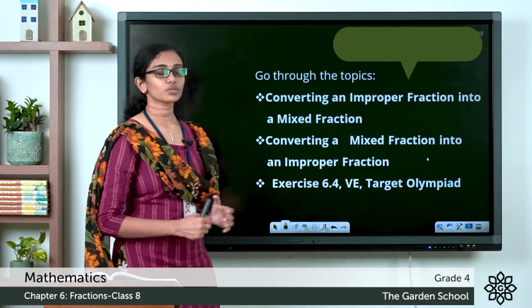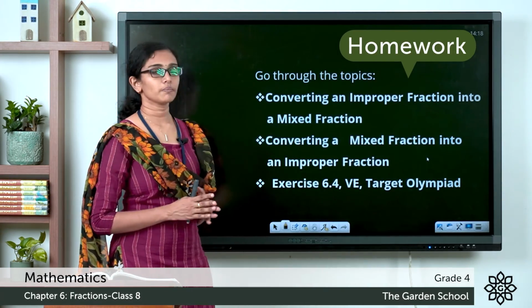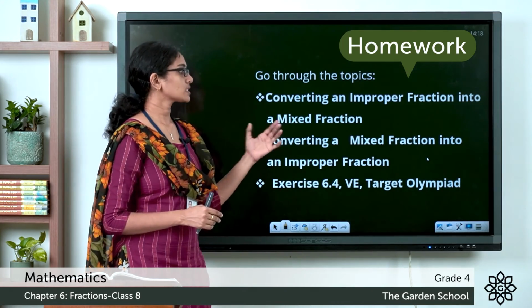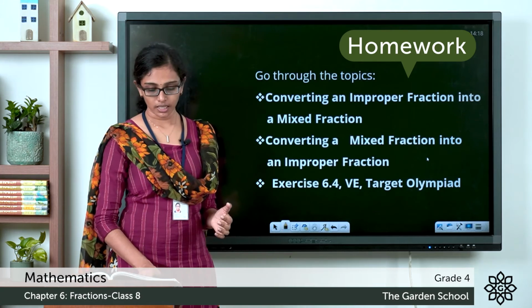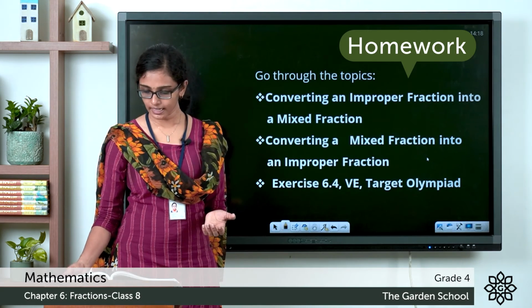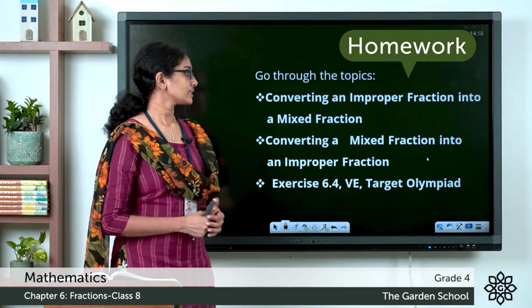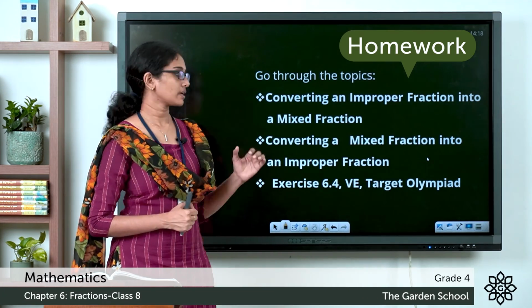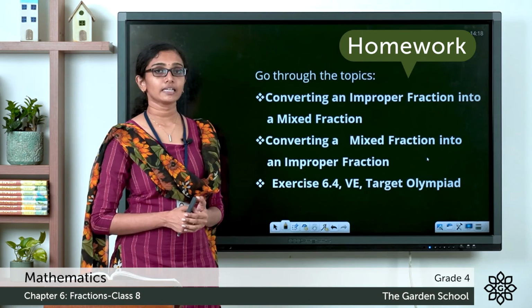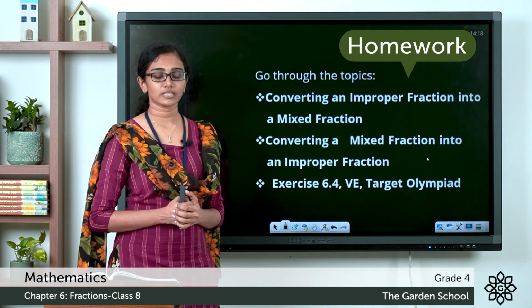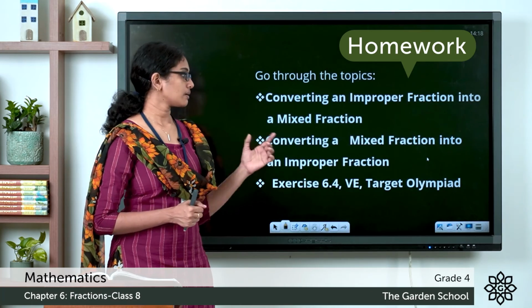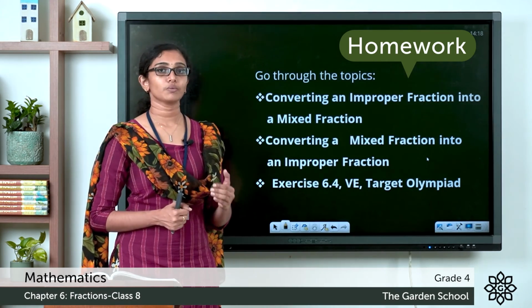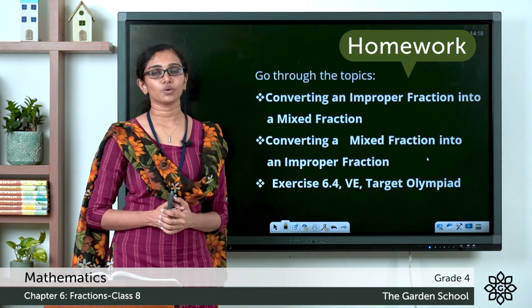Now, you have to go through the topics converting an improper fraction into a mixed fraction and also converting a mixed fraction into an improper fraction in page number 94 and 95 of your textbook. Then move on to exercise 6.4. You have to complete all the questions from that exercise, and in page number 96 you can see a value education question there in a purple box, and below that you can see a target Olympiad. Please go through the couple of questions given under that heading as well and do accordingly.